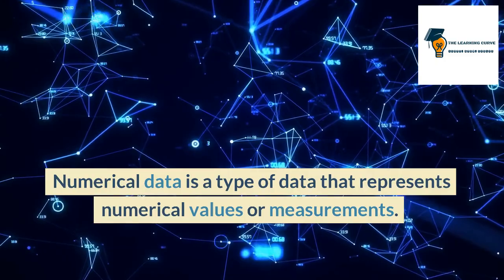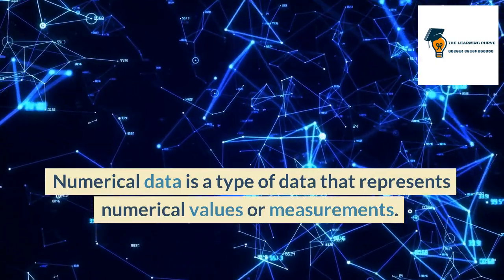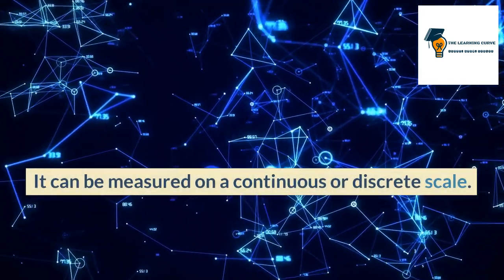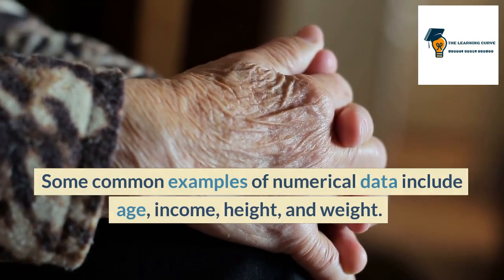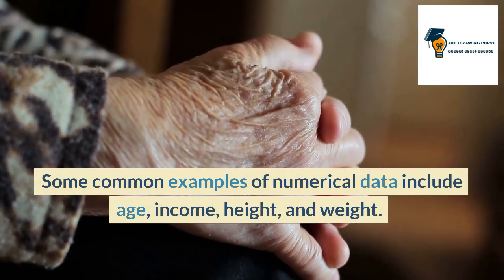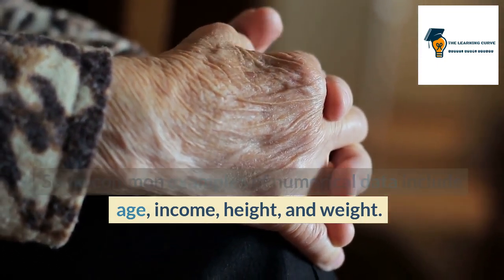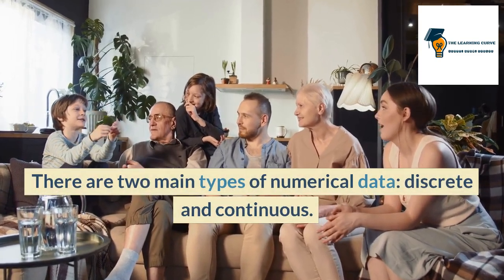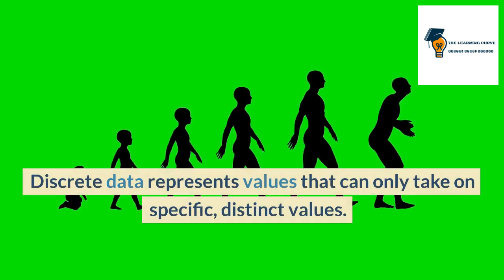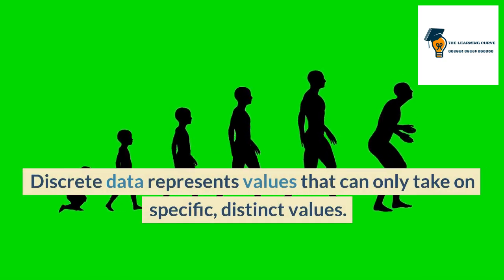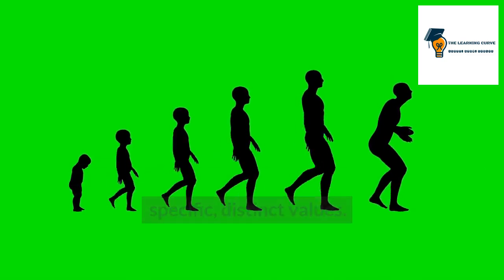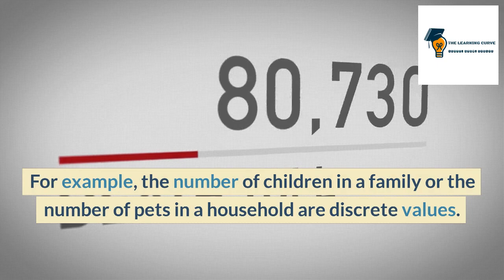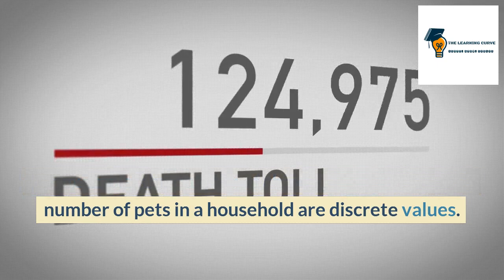Numerical data is a type of data that represents numerical values or measurements. It can be measured on a continuous or discrete scale. Some common examples of numerical data include age, income, height, and weight. There are two main types of numerical data, discrete and continuous. Discrete data represents values that can only take on specific, distinct values. For example, the number of children in a family or the number of pets in a household are discrete values.